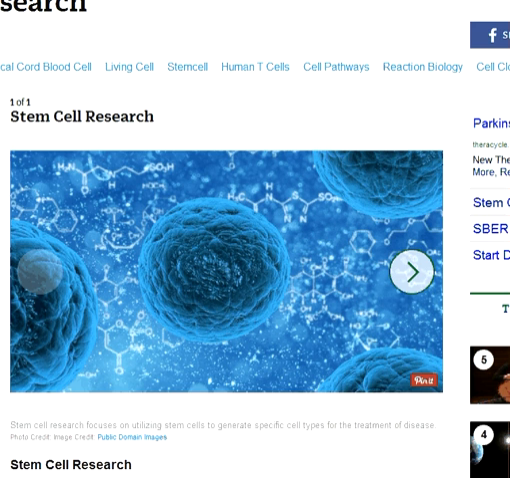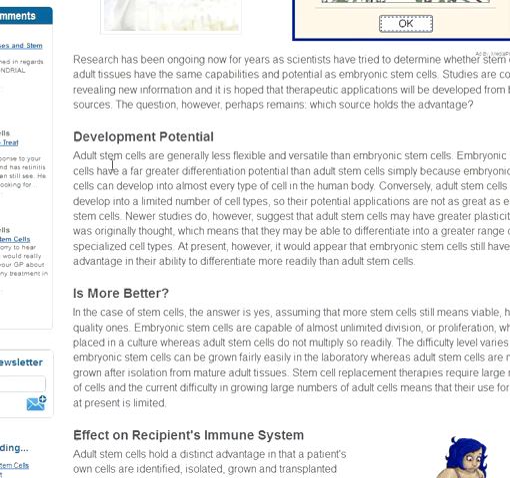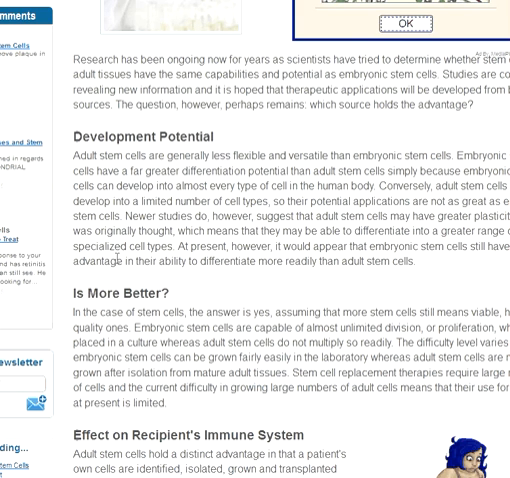Another picture of it. And here's where they talk a little bit about the adult stem cells versus the embryonic stem cells. Now, the adult stem cells are not quite as versatile as the embryonic stem cells, which means that they don't have the potential to differentiate into quite as many different types of cells as the embryonic stem cells can. So the potential applications of using the adult stem cells are not quite as wide as the embryonic stem cells from the demised baby.